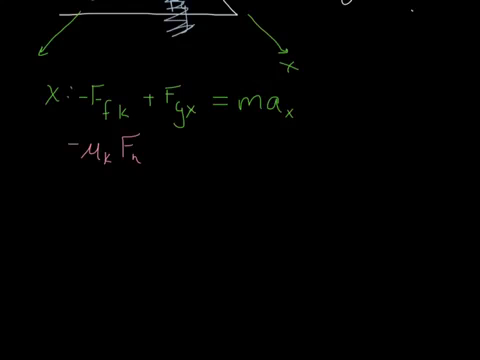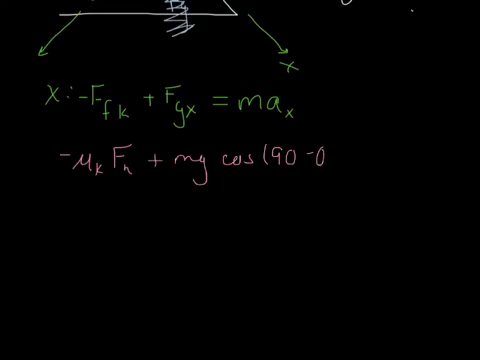Because it's a formula, it means you need to look at your formula sheet and study a little more if you're asking that question right now. You can also replace Fgx. What's Fgx replaced with? mg cosine of 90 minus theta. Very good. So that's what we can replace.